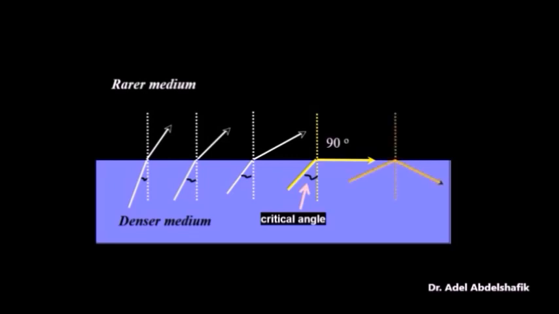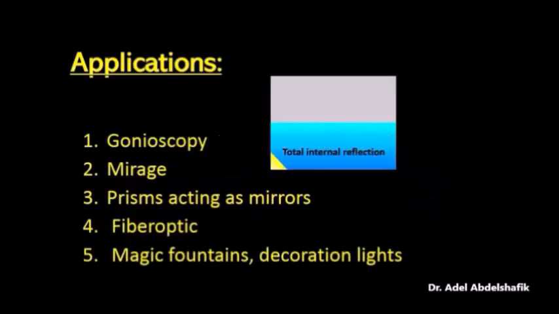If the angle of incidence is greater than the critical angle, total internal reflection will occur and rays will not pass to the rarer medium. Instead, it will be reflected back. This is known as total internal reflection. Now I will discuss some examples where total internal reflection is applied.